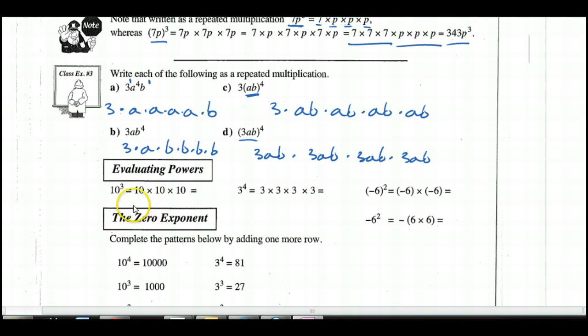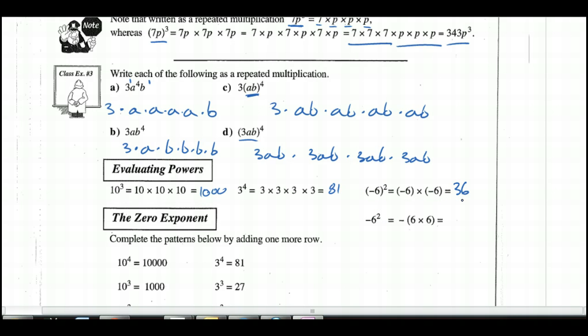Okay, so let's look at some of these powers. We've done this before. 10 cubed is 1,000. 3 to the power of 4 is 81. And again, try to memorize certain ones here to really make your life easier. Now, negative 6 squared gives us positive 36.